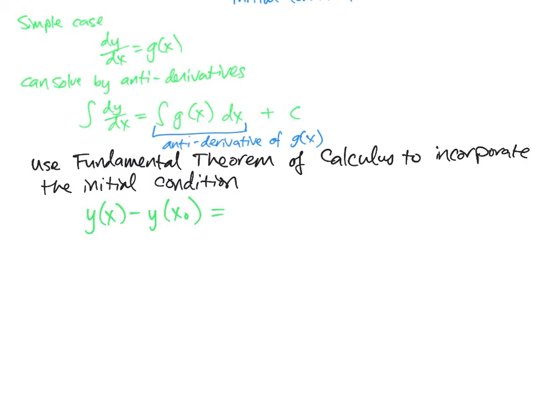that difference equals the integral from your initial x value to an arbitrary x of y prime of some other variable of integration, tau, y prime of tau d tau, which we can rewrite because of our differential equation. We know that this equals the integral from x naught to x of g of tau d tau.